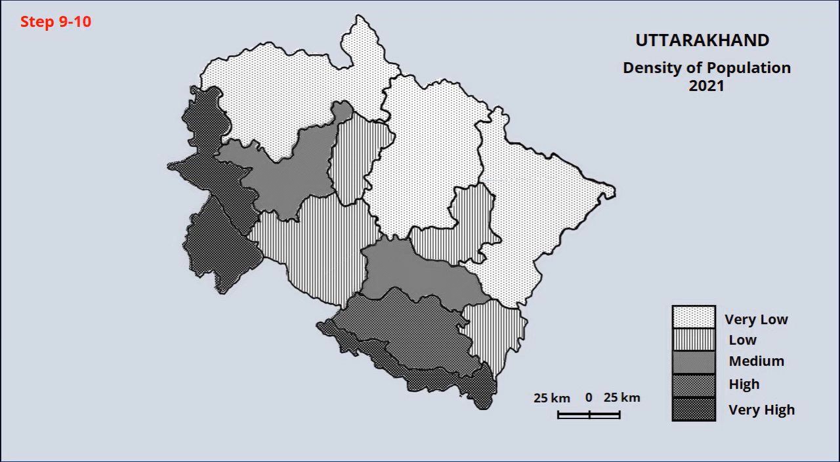Step 9. Before finalizing the map, it's crucial to review it for accuracy and clarity. Make any necessary adjustments or refinements to ensure the map effectively communicates the population density data.